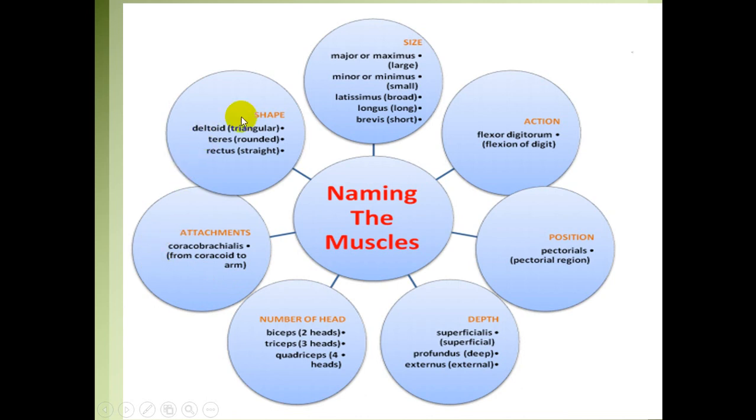Then according to shape, when the muscles are delta shaped or triangular, inverted triangular, they are called deltoid muscles. Then if they are rounded, they are known as teres, and when they are straight, they are called rectus. When they are quadrangular, they are called quadratus. So these are the criteria of nomenclature of skeletal muscles.